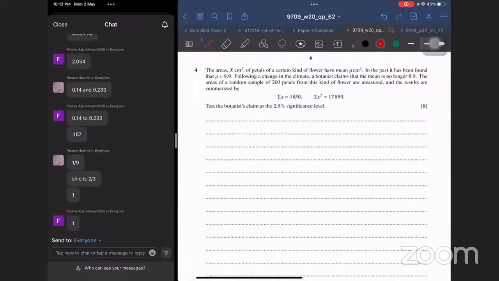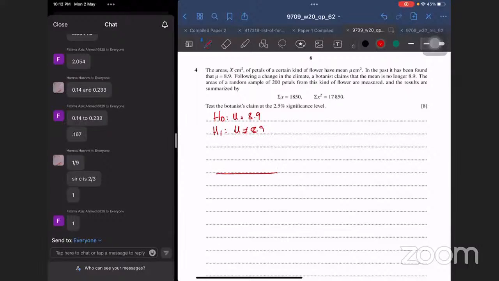The area is x centimeter square of a petal of a certain kind of flower, with mean mu. In the past, it has been found that mu equals 8.9. Following a change in climate, a botanist claims that the mean is no longer 8.9. Areas of a random sample of 200. So it's not claiming whether it has decreased or increased, but it looks like a two-tailed test to me, and the results are summarized by this test. The botanist claim at the 2.5%. So I'm going to say that H naught is mu is 8.9 and H1 is mu is not 8.9.